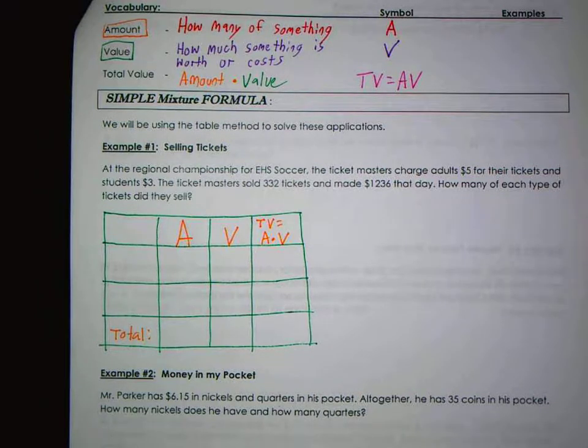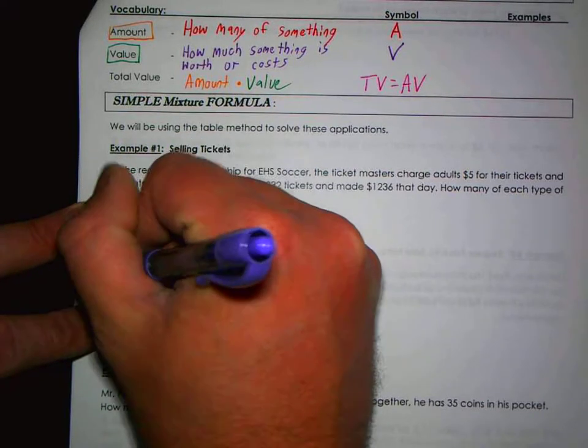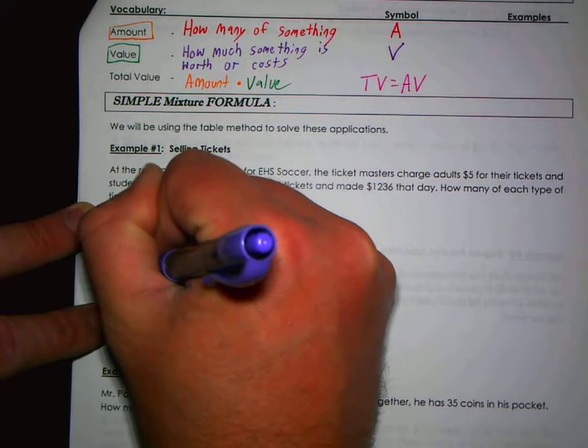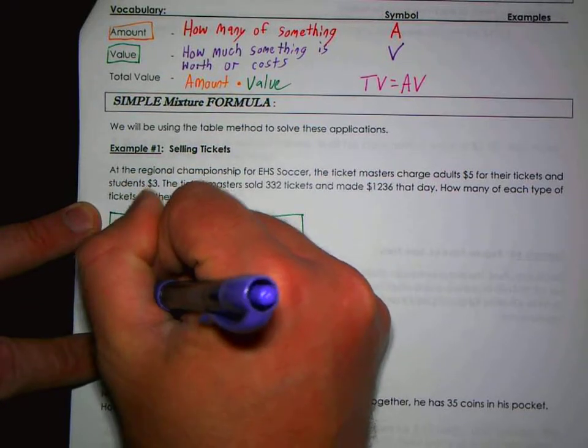So my 2 things that will go will be tickets for adults and tickets for students. So we'll call this adult ticket. And this will be our student tickets.